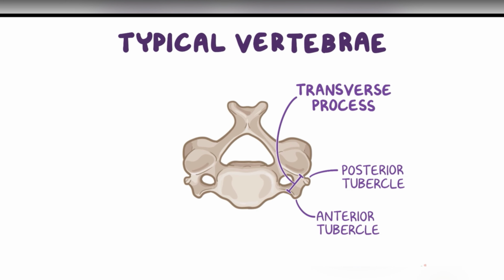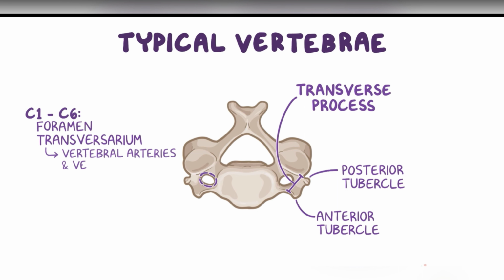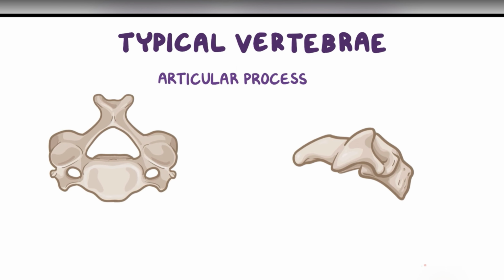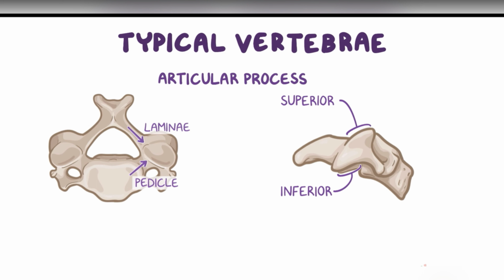The transverse processes of C1 to C6 also have a hole called the foramen transversarium, which serves for the passage of the vertebral arteries and veins. The foramen transversarium of C7 only houses small accessory veins, and it can be absent. Finally, the 4 articular processes, 2 superior and 2 inferior, arise from the junctions of the pedicles and laminae, and each has an articular surface or facet.